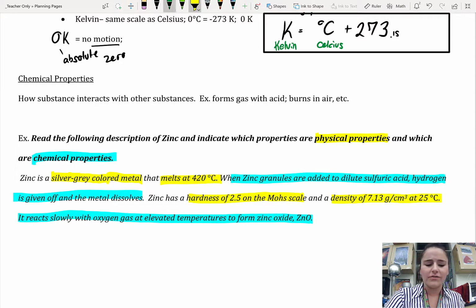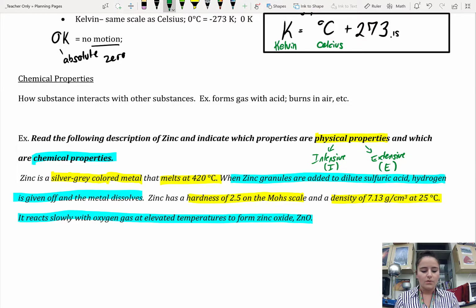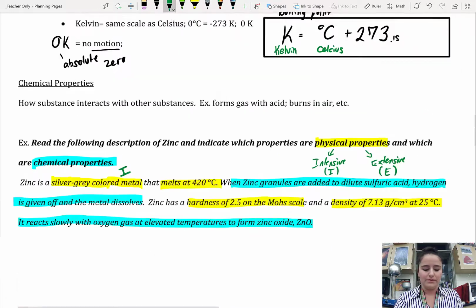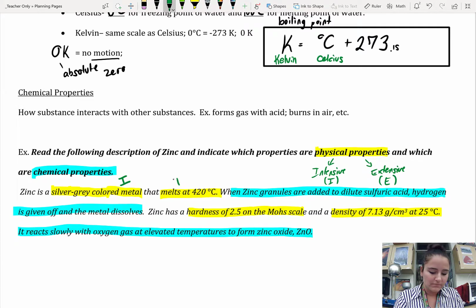Bonus points. Which of the physical properties are intensive, which we'll mark with an I, or extensive, which we'll mark with an E? Well, color. Does color change whether you have a lot of it or a little of it? No, it's going to be the same color. So that is an intensive property. Intensive properties are independent of the amount. Melting temperature, same. Intensive property. Hardness is an intensive property, and density is an intensive property.